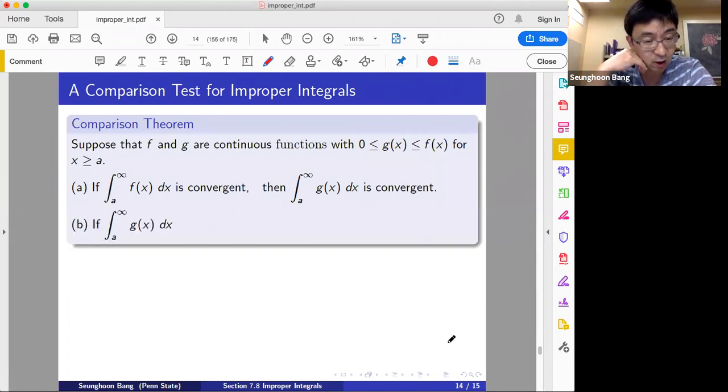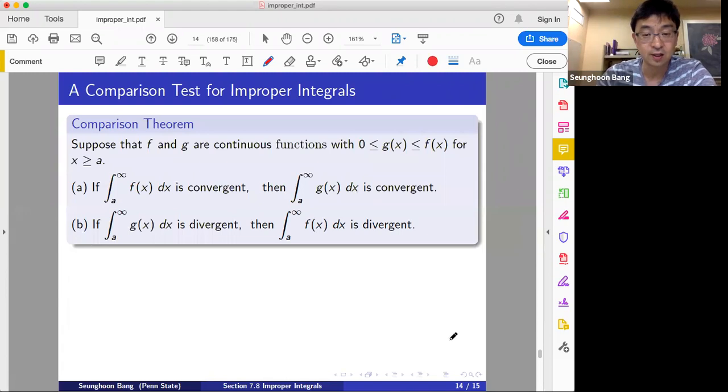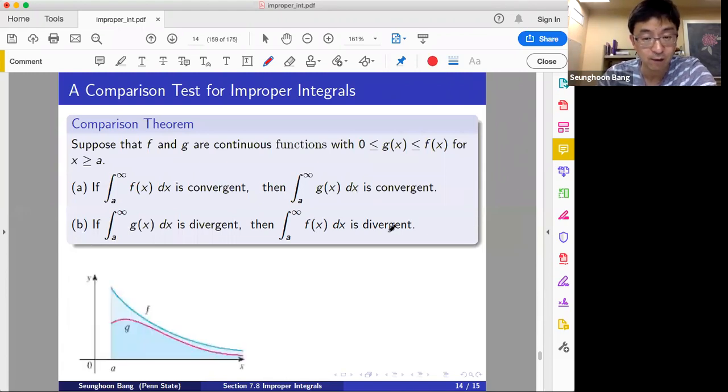Second one, if the integral from a to infinity of g of x dx is divergent, what's the conclusion? The integral from a to infinity of f of x dx is divergent. So is this true or not? This is true. We can use this graph. What does it mean? We think about A first. What's the first one, A? We can use this one.